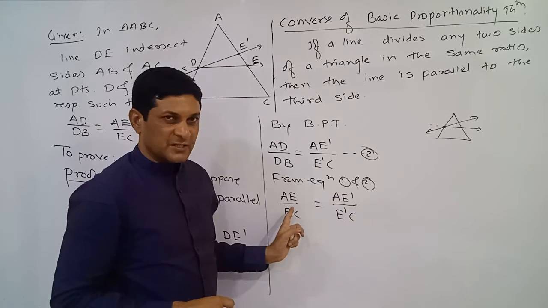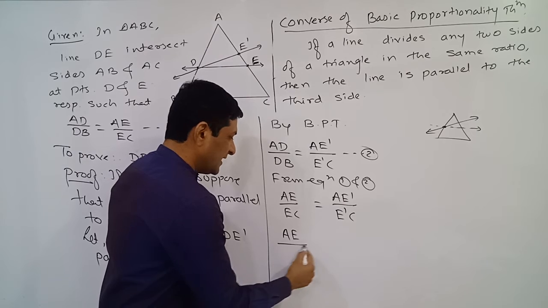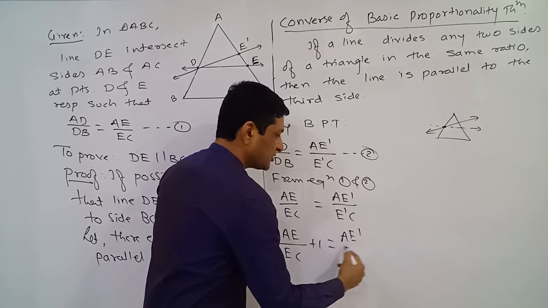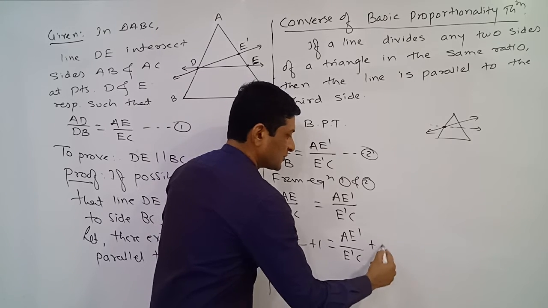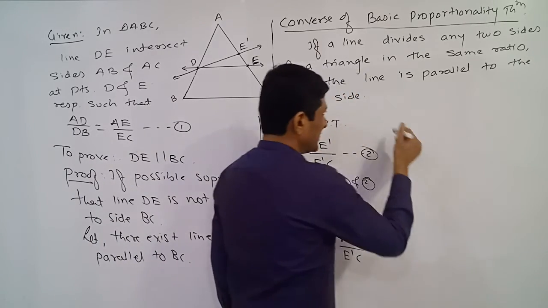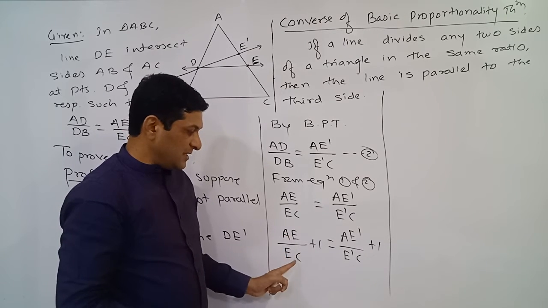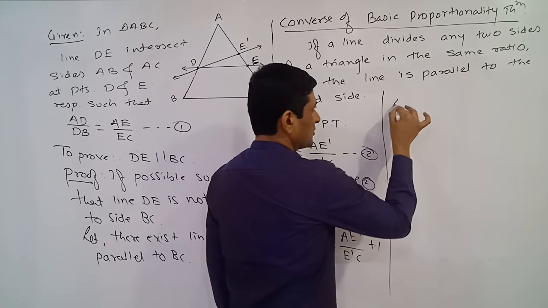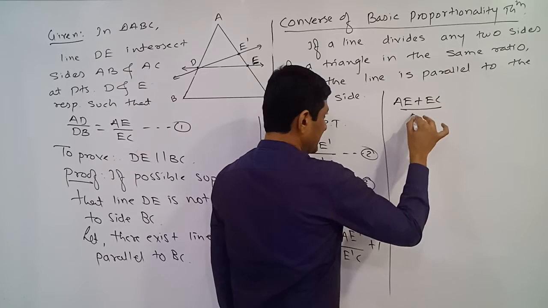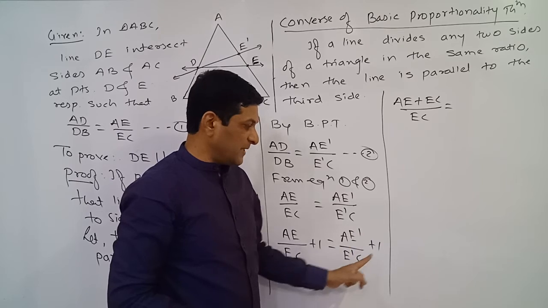Now we have got this result. Simply we are adding 1 on both sides. AE upon EC plus 1 is equal to AE dash upon E dash C plus 1. Now we are simplifying this expression by taking the cross multiplication on both sides. So we will get AE plus EC upon EC, and on this side, AE dash plus E dash C.